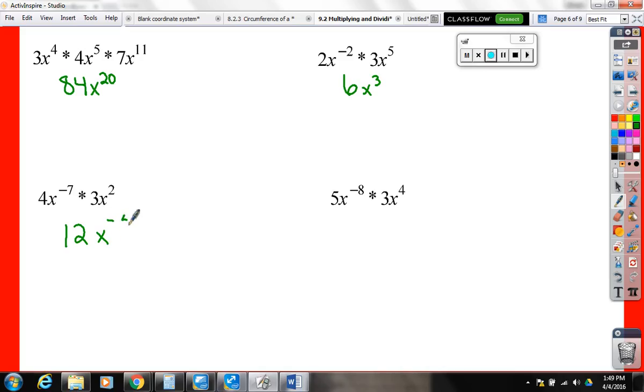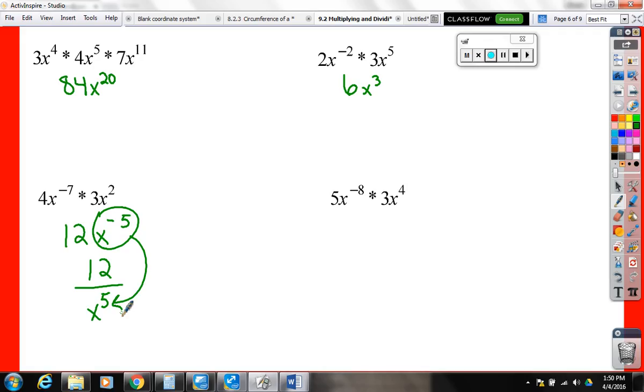To the negative 5th. Now, we need to rewrite this one without a negative exponent. So how would I rewrite it? 12 over x to the fifth. Good. I can keep the 12, because the 12 is to the first power. I just take the one that has the negative exponent, and I move that down to the bottom.